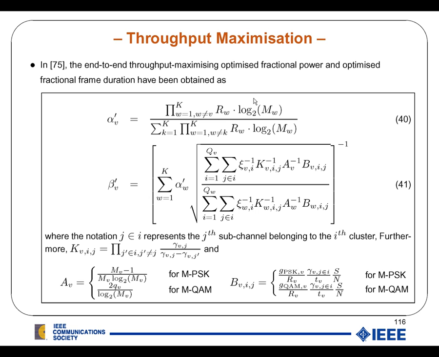Also, those of you who are interested in paper 75, we derived the end-to-end throughput maximizing fractional power and frame durations. Of course, if you have different channel power gains, it is not optimum to allocate the very same power to each node. You should therefore allocate different power to different nodes, and each stage should transmit with a different frame duration so that you optimize the end-to-end throughput, and that has been derived right here. If you are interested in details, please consult paper 75.